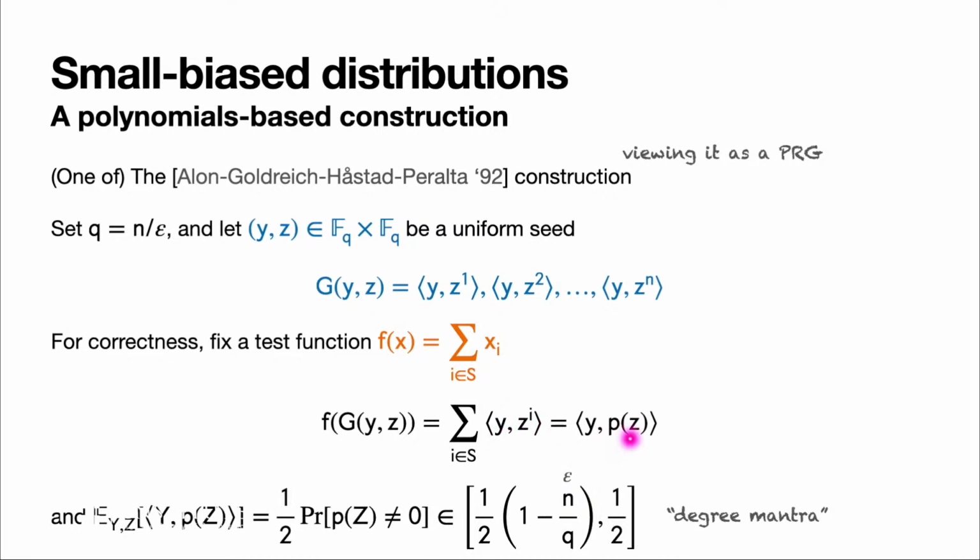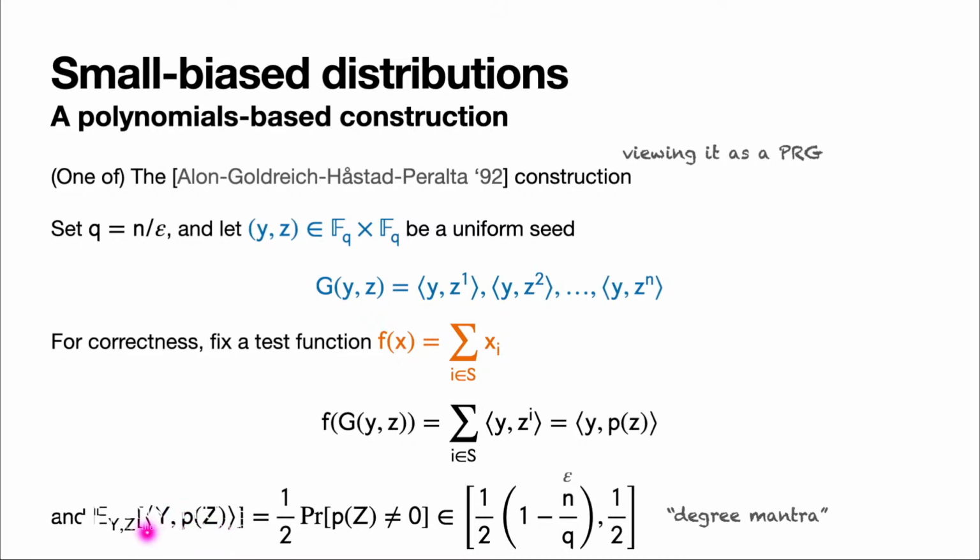So let's use the linearity. This is like the inner product of y and p of z, where p is just a polynomial, the sum over i in S of z to the i. Okay? So it's a degree n polynomial. And let's see what is the expectation. We want it to be close to half.